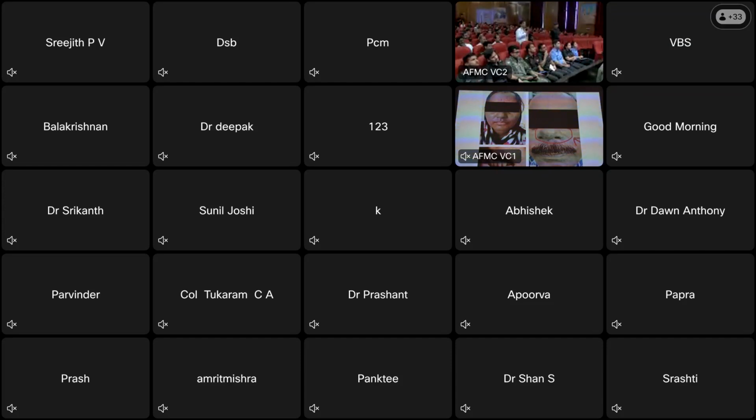Hyperpigmentation. Upper left is hyperpigmentation. Lower picture: ulcers over the oral mucosal area. And the third image, you can see hyperpigmentation over the nose. Okay.